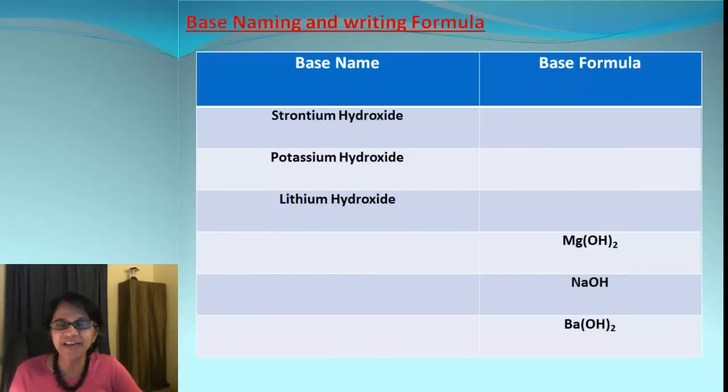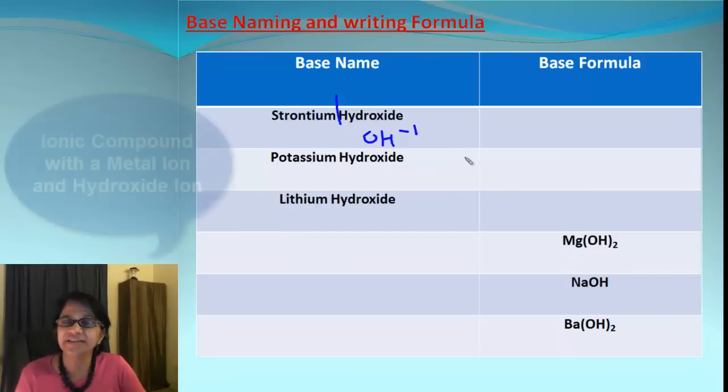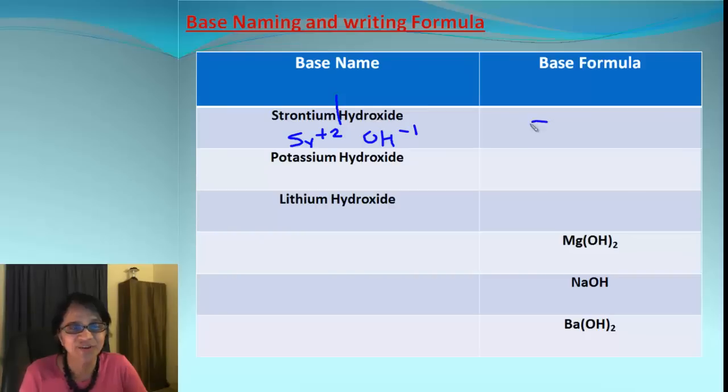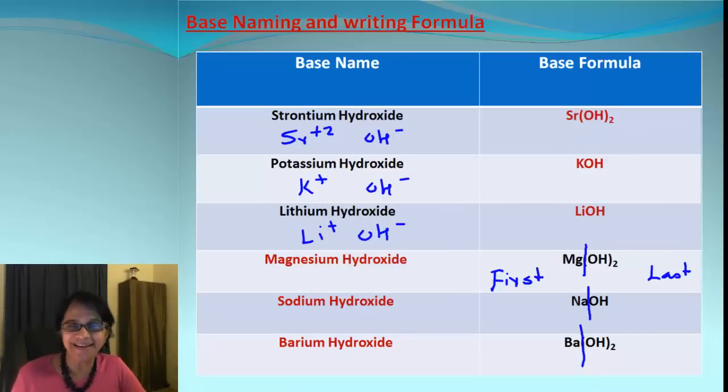Alright, how do we name the bases? If it is a hydroxide with -1 charge, we simply form an ionic compound based upon the charge for the metal and hydroxide. We can get the formula. So strontium hydroxide will be Sr(OH)2. So here is what we end up getting as the answer for each of those.